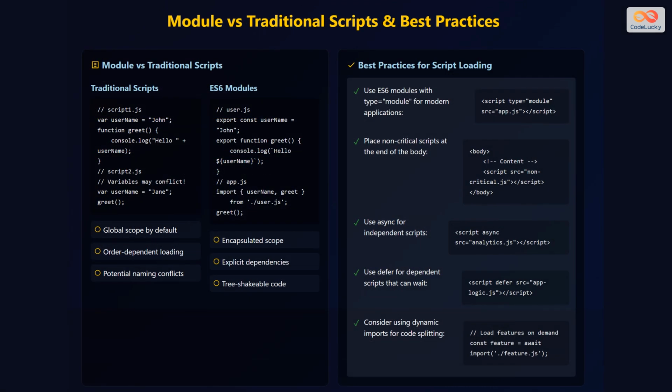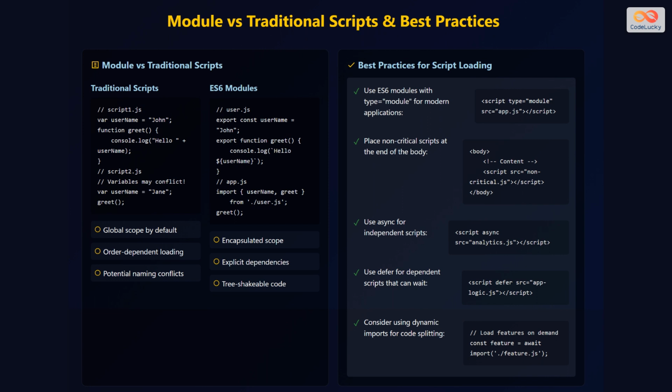Finally, let's talk about module scripts versus traditional scripts. Traditional scripts have a global scope, which can lead to naming conflicts if you are not careful. Also, they load in order and are order-dependent, whereas ES6 module scripts, which are defined with the type of module tag, encapsulate scope, prevent variable conflicts, and also make code tree shakeable.